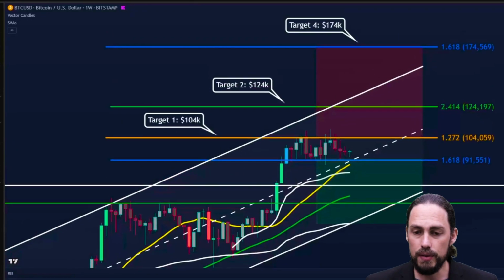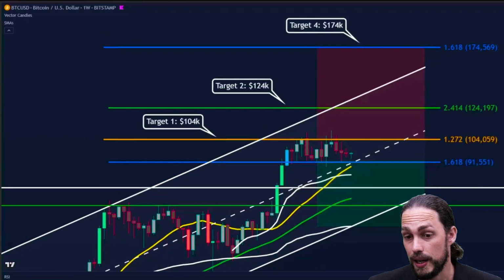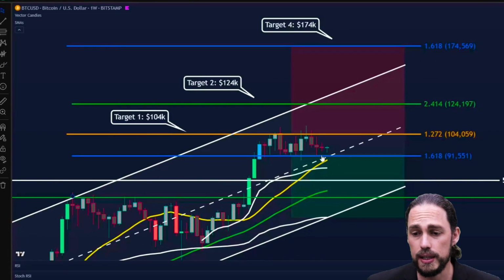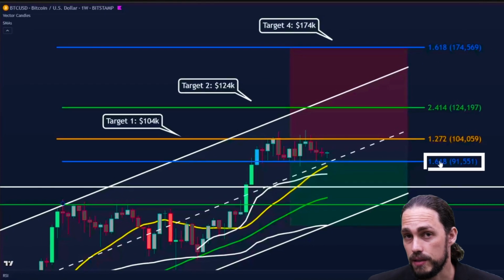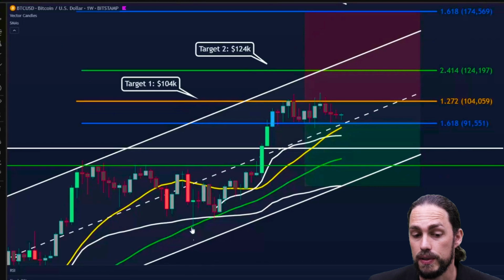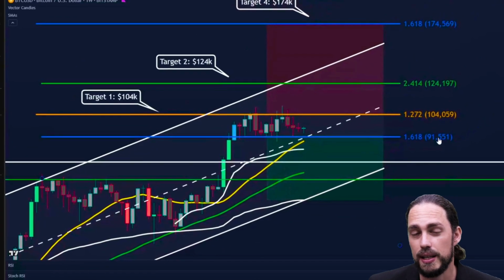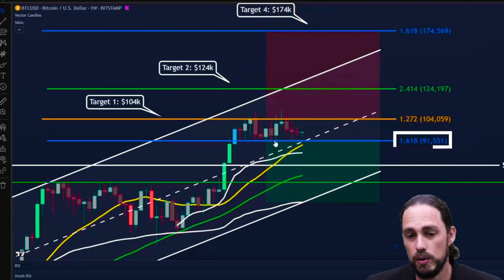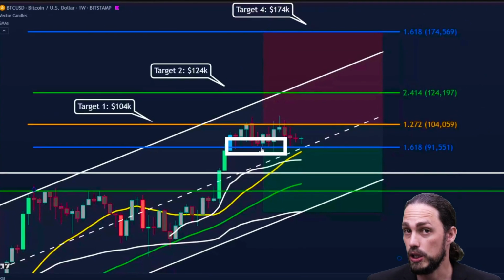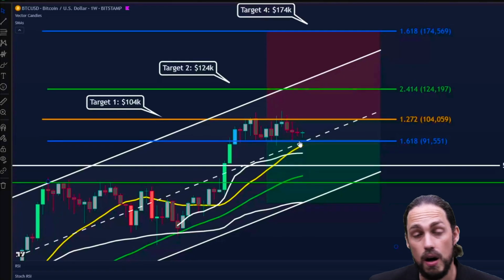Now, a couple of key support levels that I've highlighted here for Bitcoin. Firstly, is this 1.618 Fibonacci extension from the previous pivot high when we bounced on the 50 SMA, this green line. And that currently is sitting at $91,500. So our first line of defense for a continuation to the upside is this $91,500.